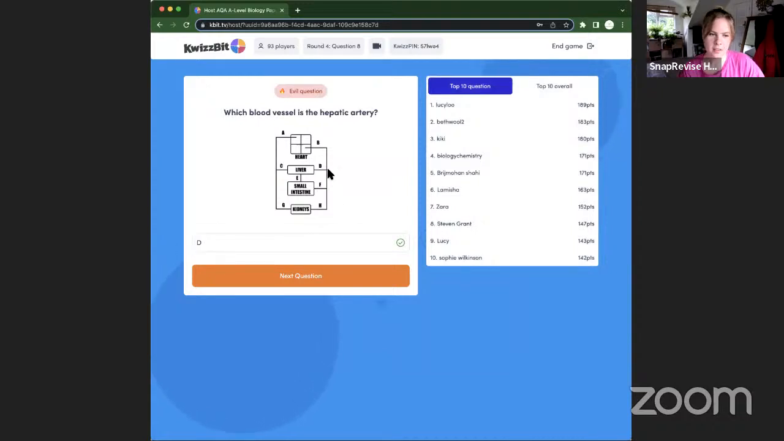So the answer for that one is D. The hepatic artery provides oxygen and nutrition to the liver.